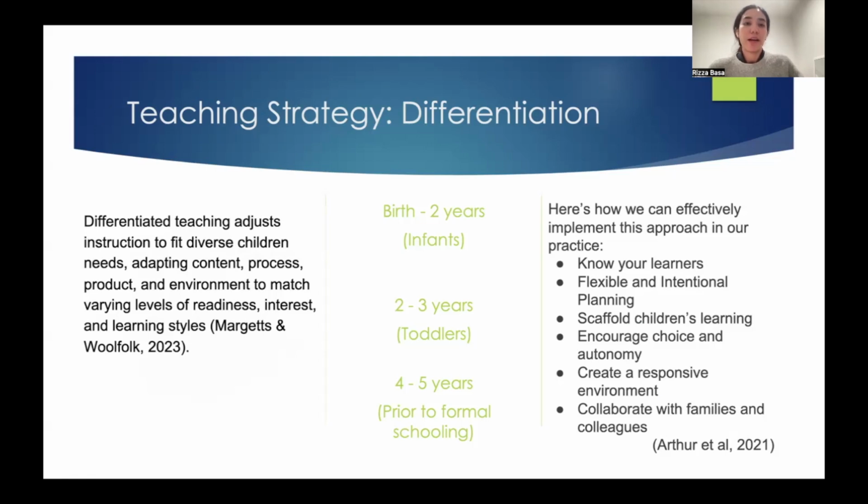Create a responsive environment. Arranging the learning environment to be inclusive and adaptable ensures that materials and resources are accessible and suitable for children with varying abilities, including visual aids, sensory materials, and culturally diverse resources. Lastly, collaborate with families and colleagues. Here we gain insights into children's interests, abilities, and cultural backgrounds.